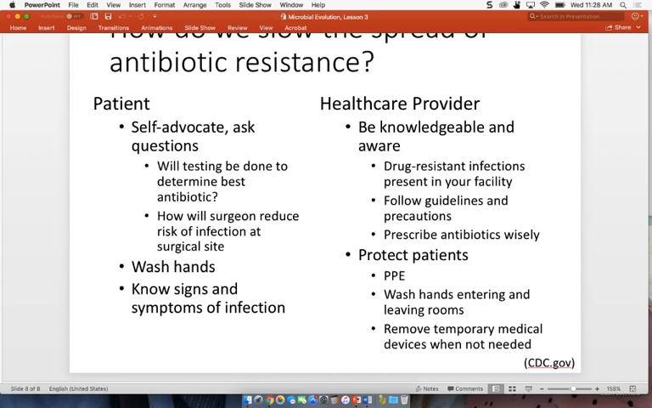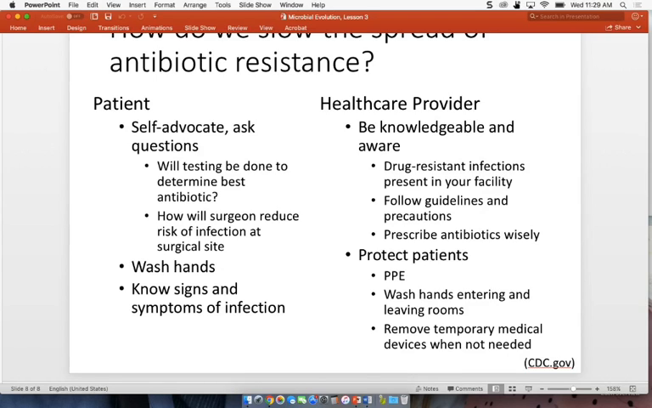So we could put together a list very easily of what we consider to be the things that we need to do to prevent these infections from spreading, or to at least slow the rate of antibiotic resistance. This is not necessarily a complete list by any means, but these are right now considered to be some of the best policies. So as a patient, self-advocate, speak up for yourself. If a doctor is proposing for you to go on a broad spectrum antibiotic, question why.